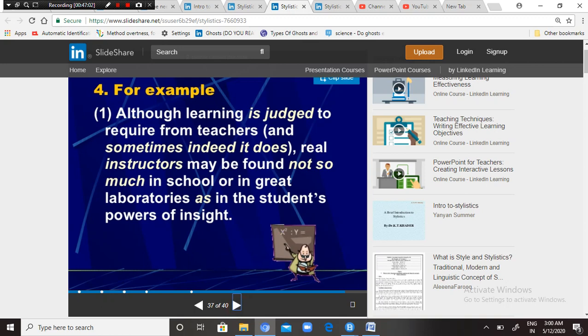Next, for example: all through the learning, real instruction may be found not so much in schools or in great laboratories as in the student's power of insight.